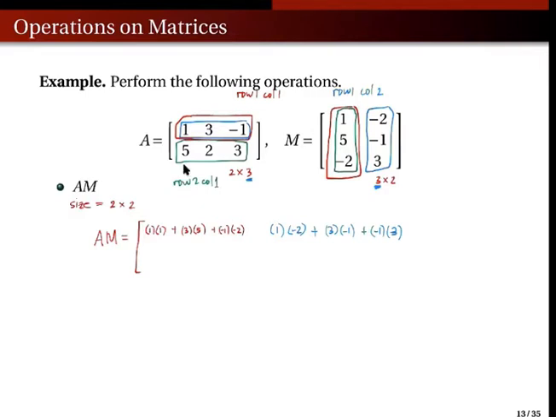Okay? So, you have 5 times 1 plus you have 2 times 5 plus then you have 3 times negative 2. So that's your row 2, column 1. So second row, first column. Row 2 in A. And then column 1 in M.